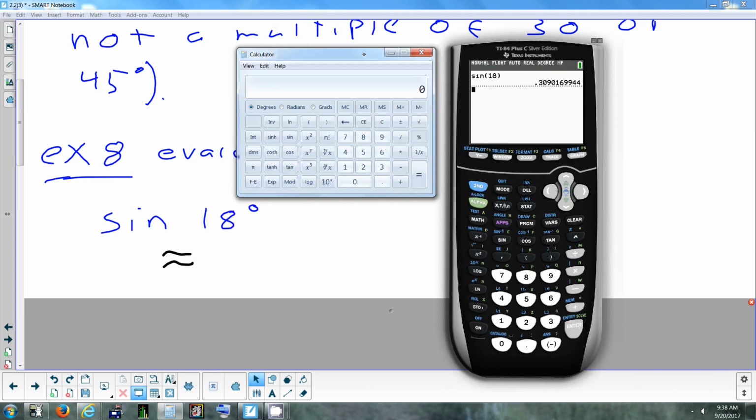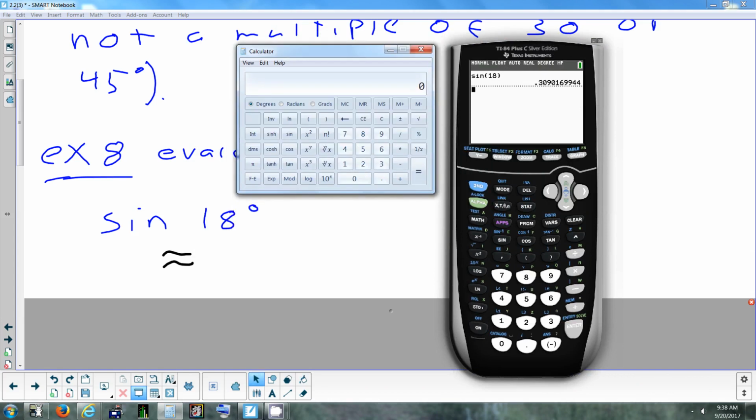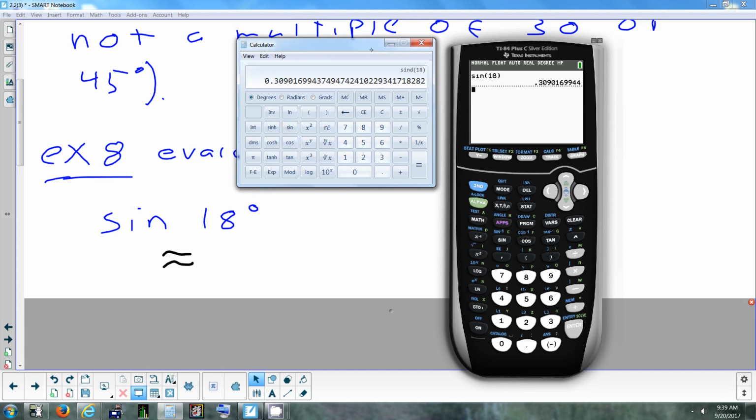On this calculator, the one that comes with the computer, it's backwards. I press 18, and then I do the trig function last. If you have a scientific one, the ones that I have, you do it like I do on the graphing calculator. You type it in the order you would read it. I don't really like this calculator as much because you have to type it in backwards.